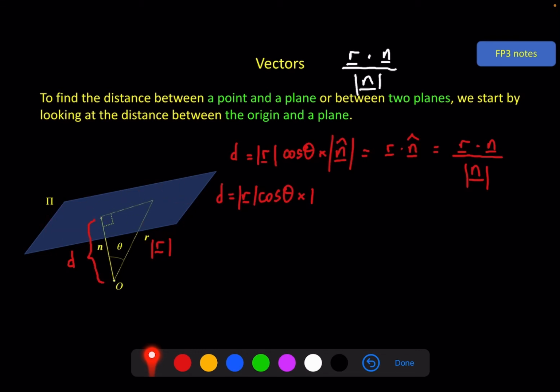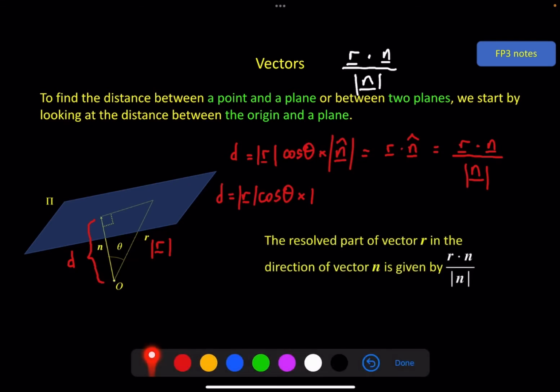It's not a very useful way of thinking about it though, because this is not usually the x direction. We're working in 3 dimensions, it's usually a random direction. So this idea of projection is more helpful. And this is an idea that we'll use in a few of these problems. So keep that in your mind. The resolved part of vector r in the direction of vector n is given by this. And I think this is given in the edexcel formula booklet with an a, a b, and a b.